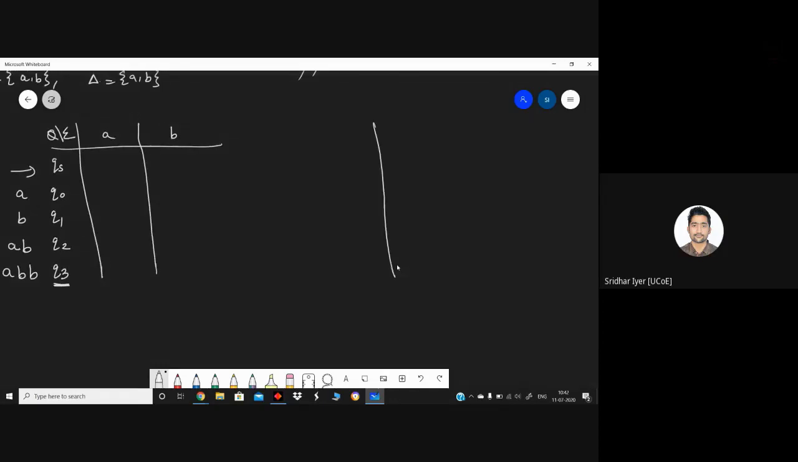Am I clear with this? Because we are doing the same concept over here. We are repeating it again and again, but simply following a particular logic. QS, Q0, Q1, Q2, and Q3. Okay, so let me write it first.